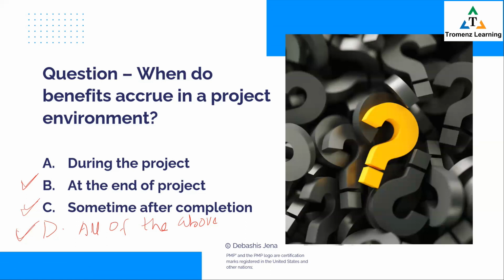Now, don't tell me in my project it was only sometime. It was only C, or maybe some other. Can happen. I don't deny that. But then I'm generalizing. I can give you examples of all of them. So the point is, when can benefits accrue in a project environment? During, one by one. How is it during? Nobody voted for during? All of the above means you voted for A as well. Anybody has an example where you found some benefits were achieved during the project?